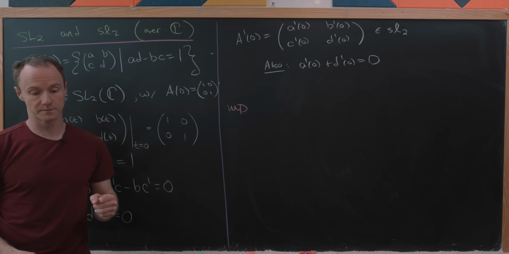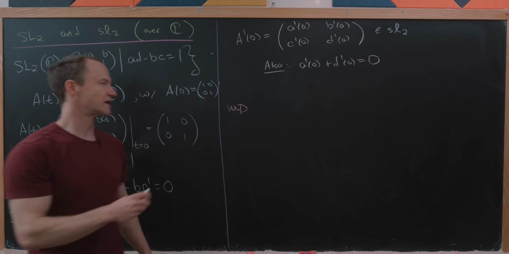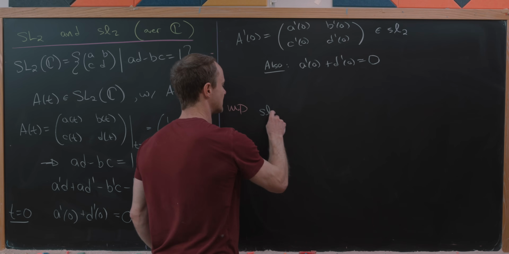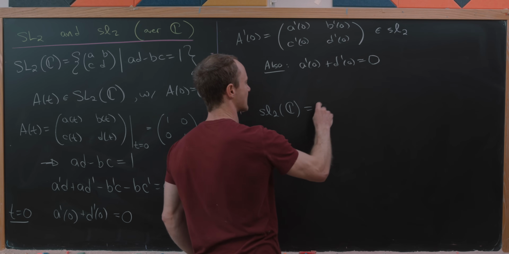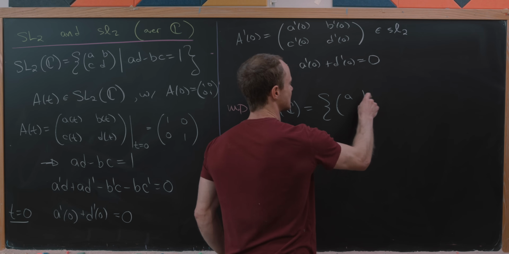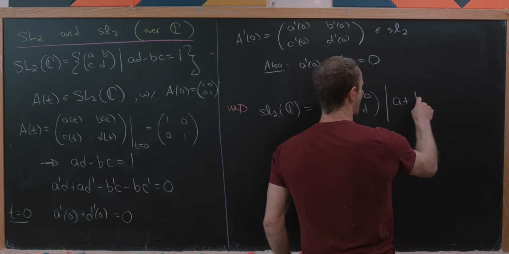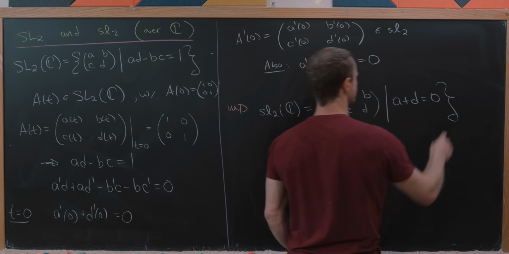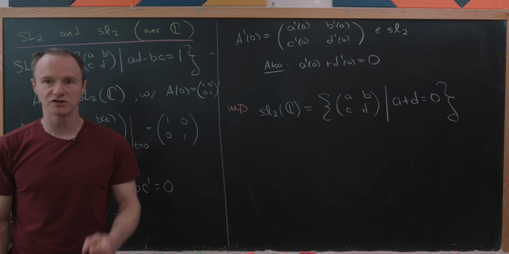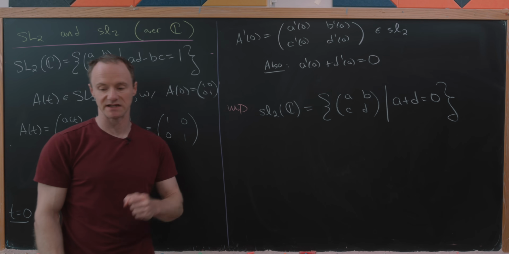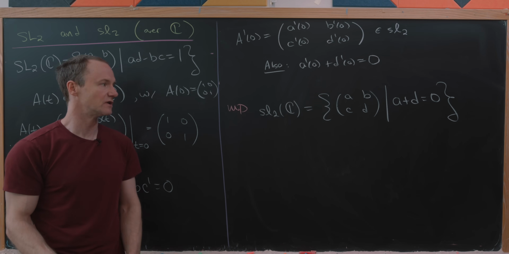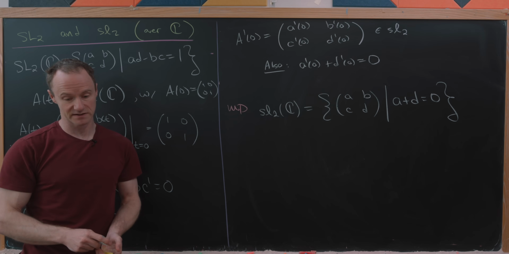So what we could do is do a little bit of a summary here, and we'll have little sl2, and I'll put a C here, perhaps for the last time. So that's going to be a 2 by 2 matrix, A, B, C, D, such that A plus D is equal to 0. So in other words, it's a 2 by 2 matrix where the trace is 0. The trace is simply equal to the sum of the diagonal elements.